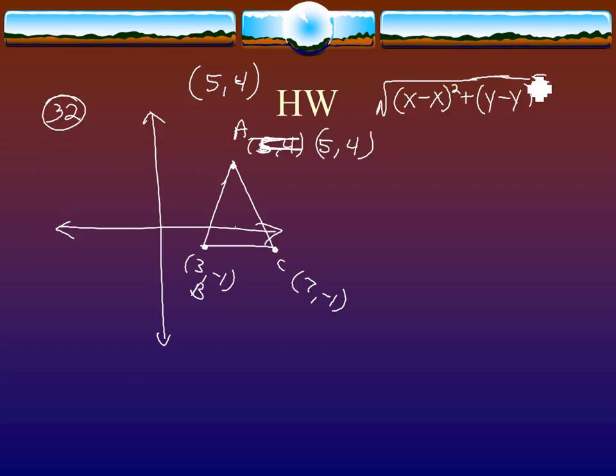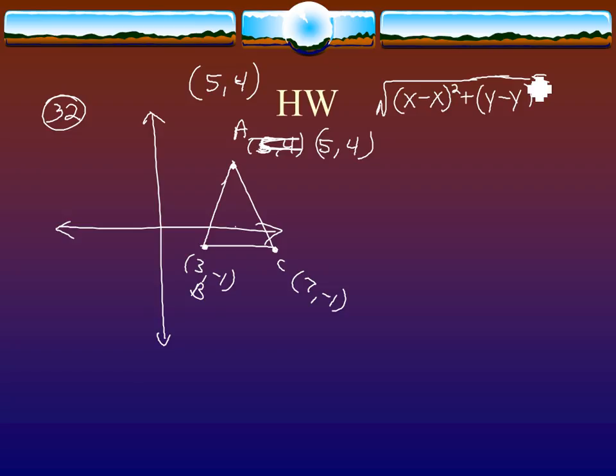So first, what's the easiest side to find in this triangle? BC. Why is BC the easiest? Because it doesn't have a slope. What's special about segment BC? It's horizontal. All lines and segments are straight, right? Come on, it's horizontal.